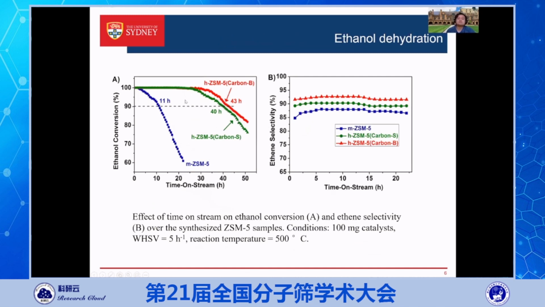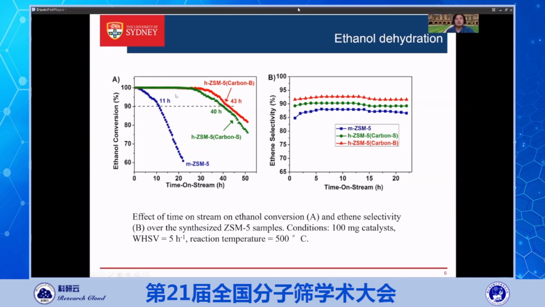Okay, so for catalytic performance, even though the acidity is similar, since they have a Brønsted OH group, the acidic strengths are similar. Even the microporous Silicalite-1 has more Brønsted acidic sites, but its performance is not very good. It starts to deactivate quite quickly for ethanol dehydration, this type of reaction.